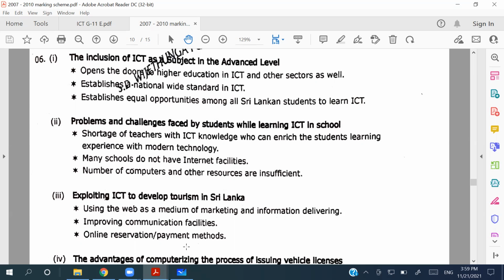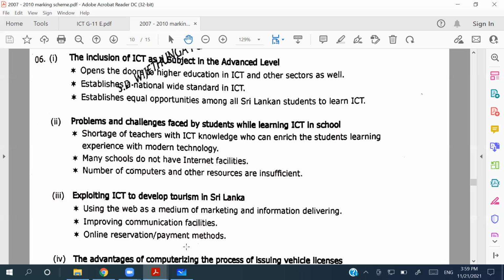And the next topic says exploiting ICT to develop tourism in Sri Lanka, right? So how are we going to exploit it? Using the web as a medium of marketing and information delivery, right? So we can promote tourism through social media and through websites, right? Sri Lanka is this beautiful country. So these kinds of adventure activities are there, so the rest of the world will get to know, right?